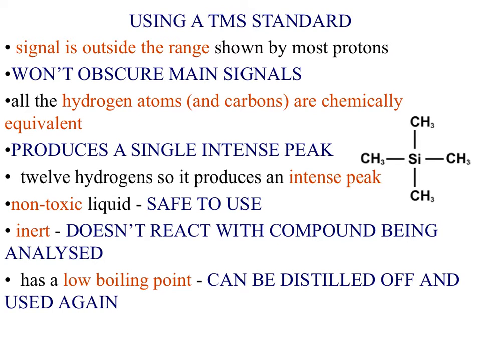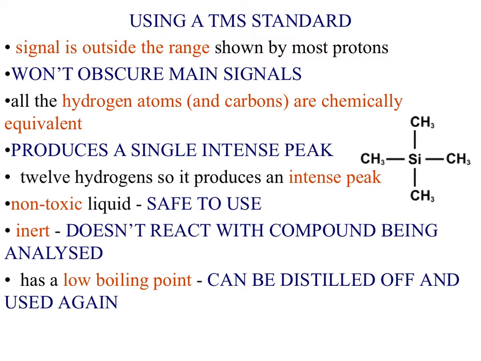Now we've really got 4 main reasons, and we've got, I think, enough space to pop in the 4 main reasons. Now if you write the first one in, the signal that this TMS gives, remember it gives a nice intense signal, is outside the range shown by most protons. We could put in brackets, it won't obscure any main signals then, so it keeps itself well out of the way. All of the hydrogen atoms and the carbons are chemically equivalent.